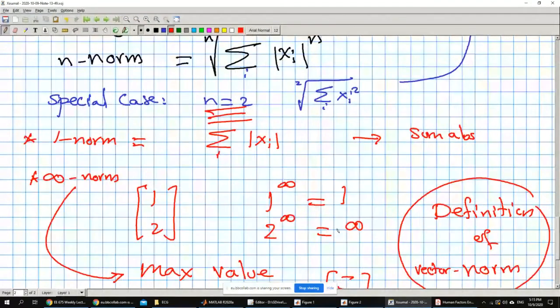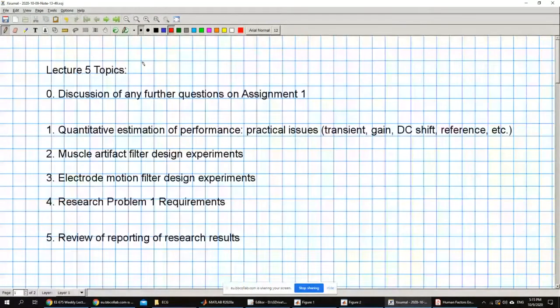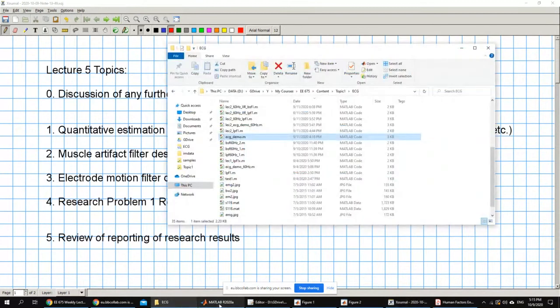So I'm going to go back here, and the thing I wanted to tell you about is that there are some problems when we try to do quantitative estimation of performance. Let me show you an example from the things that we did before. Any one of these examples should be okay. Maybe you should try something with baseline wander.